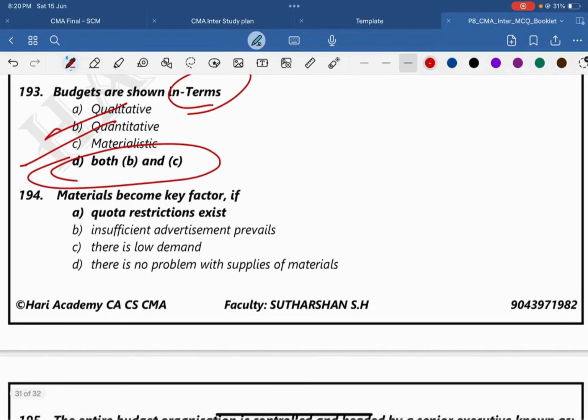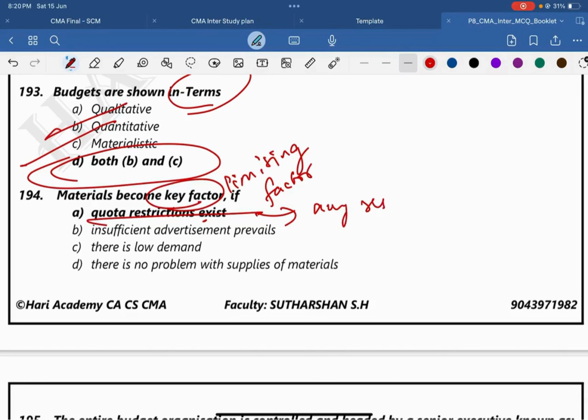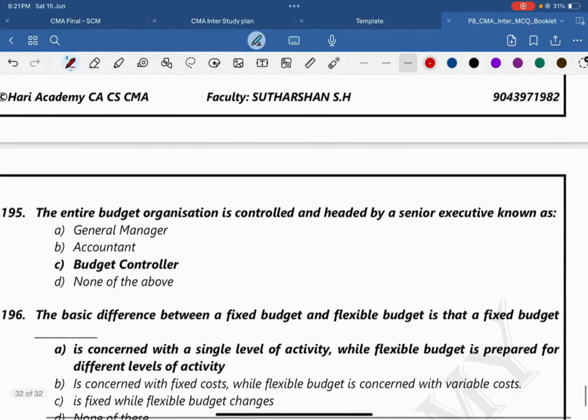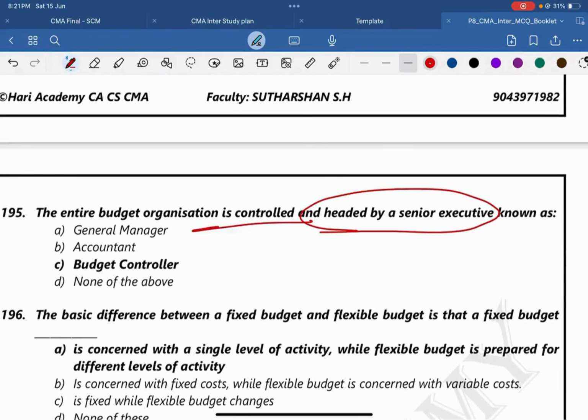194. Materials becomes key factor. Key factor here in the sense it is a limiting factor. If quota restriction exists, if there is any restriction from the government, it becomes a key factor. So if any quota restriction exists, the materials becomes the key factor. The entire budget organization is controlled and headed by a senior executive known as budget controller.